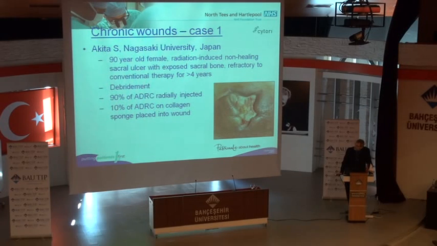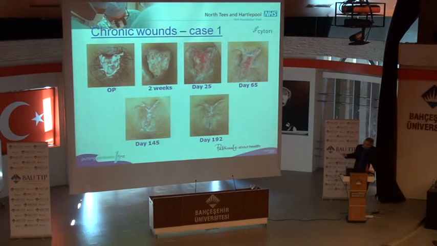this is a case which has been reported from Japan. An old lady who had a radiation-induced bone injury over the sacrum, and that was exposed for more than 4 years, and it was resistant to conventional treatment. The wound was debrided. The ADRCs were injected irregularly around the wound, and 10% were placed into the wound on a collagen sponge. Following 4 years of non-healing, after roughly 6 months, the wound was closed. And it's a 90-year-old lady.